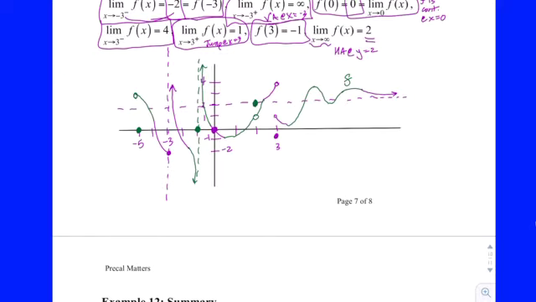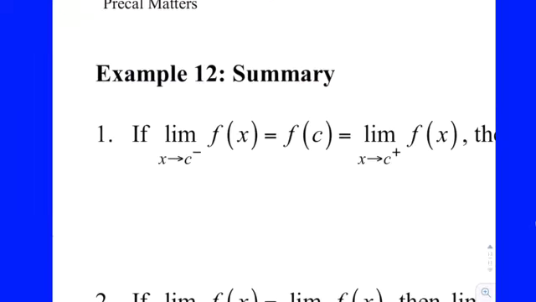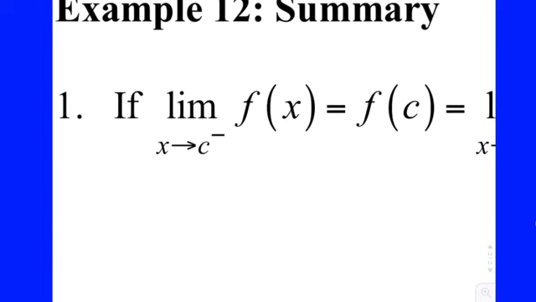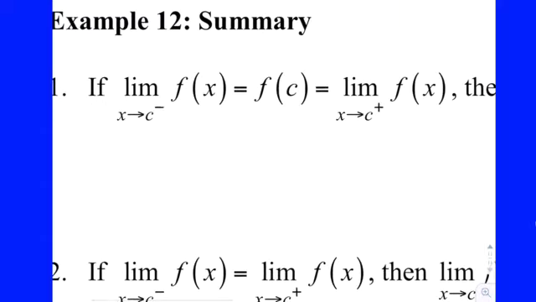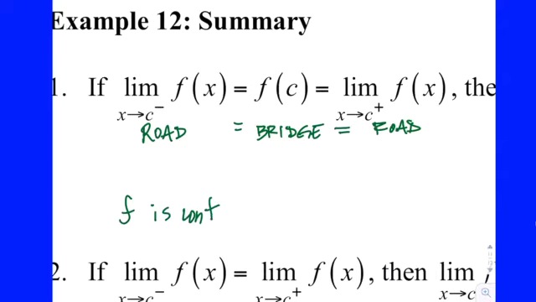Okay, let's review. Last little part here, example 12, summary of the whole section. If the limit from the left of some x value c, so c is just an arbitrary x value, it's not infinity, it's like 5 or -10, if the limit from the left equals the function value there, which equals the limit from the right, what can we say about f? Continuous. This is the road coming in. It equals the bridge in the middle, and it equals the road going out. We could say that f is continuous at x equals c. Okay, that's your 3-step definition of continuity. Road, bridge, road.